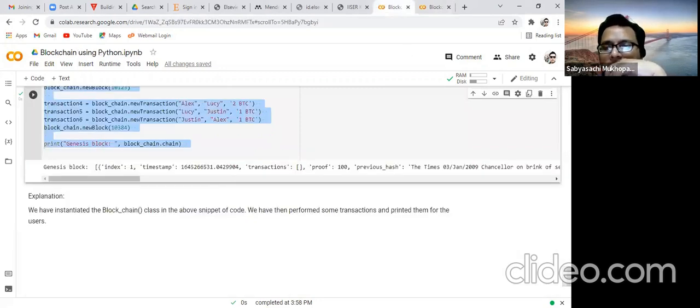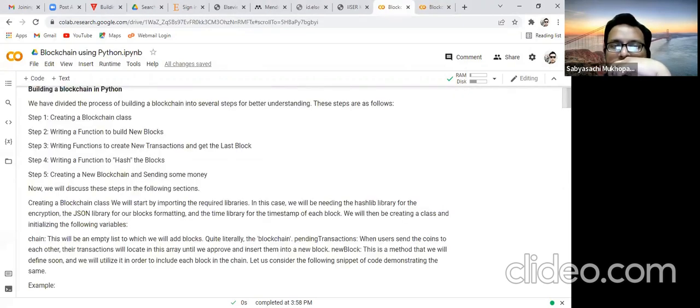So what we have covered: first of all, we made a blockchain with the help of Python programming. What are the steps we have followed? In step one, we created a blockchain class. In step two, we created a function to build the new blocks. In step three, we wrote a function to create new transactions and get the last block. In step four, we wrote a function to hash the block. And in step five, we created the new blockchain and were able to send some money. We have incorporated all those steps quite successfully.